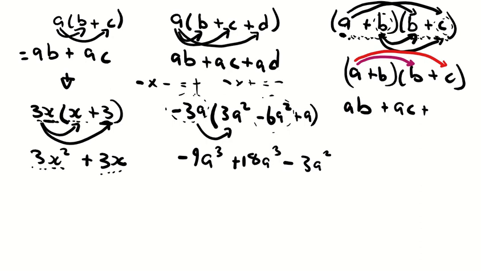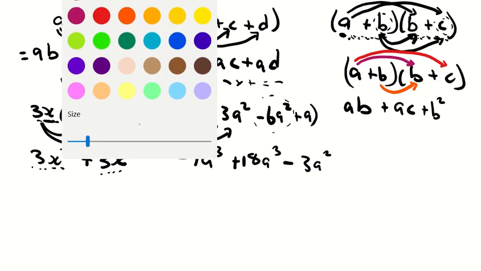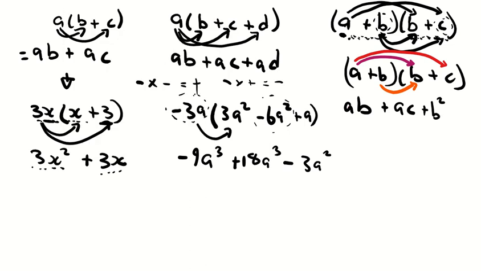And then we're going to say b, we're going to say b multiplied by b. And that's going to give us b squared. And then lastly, we will then say b multiplied by c. And that's going to give us bc.